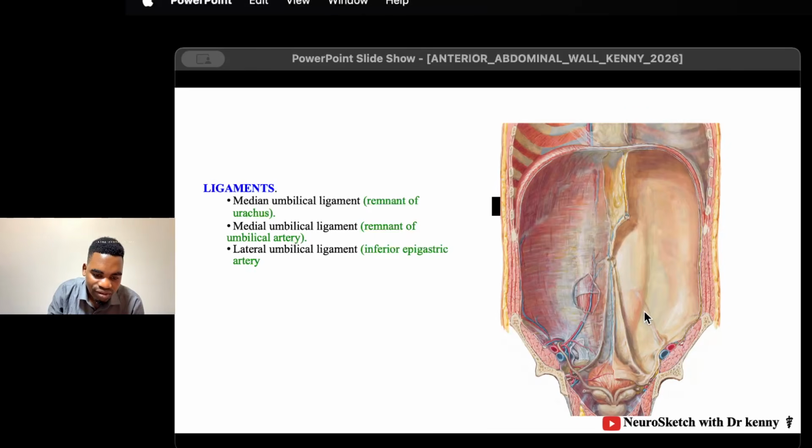And then lastly, we have the lateral umbilical ligaments, which are housing the inferior epigastric arteries. Now, remember, in some books you will see them written as medial umbilical fold. A fold means this ligament is covered by a membrane, by a layer here. For example, this one could be called the medial umbilical fold because it's covered by a membrane. But once it's not covered like this one, it becomes a ligament. So umbilical ligaments or umbilical folds, they mean the same thing.